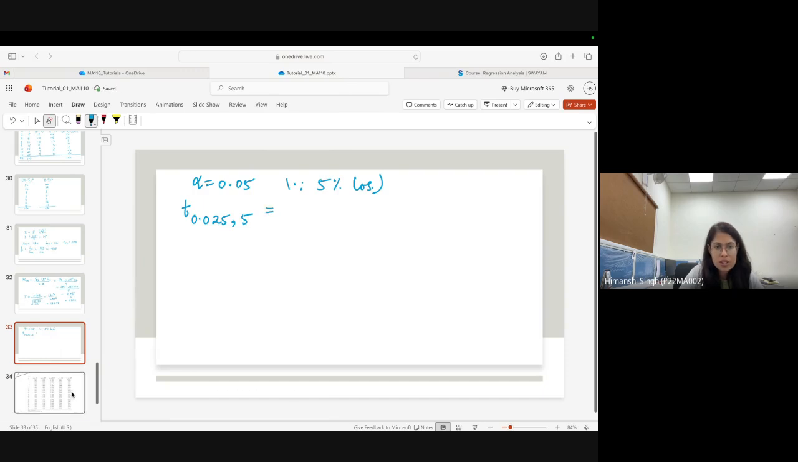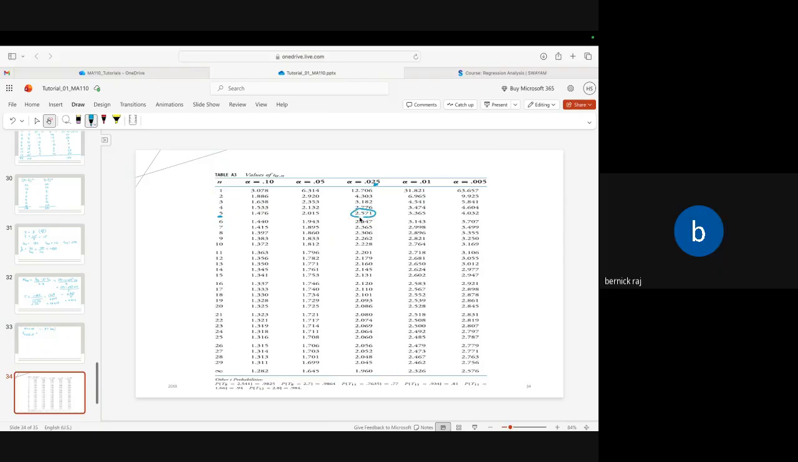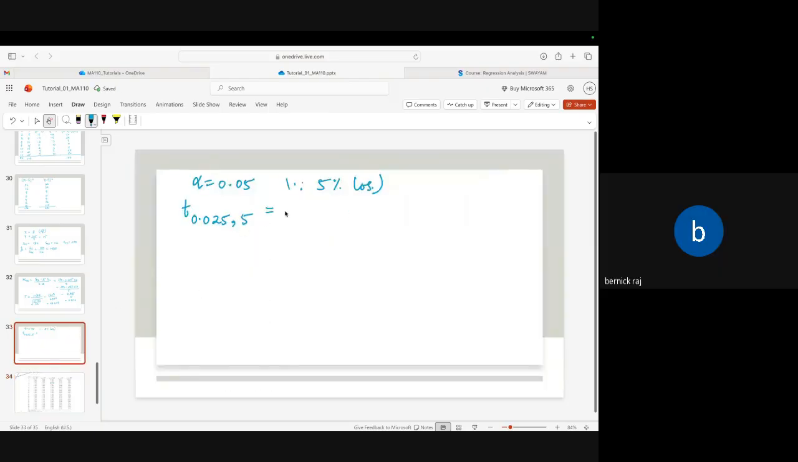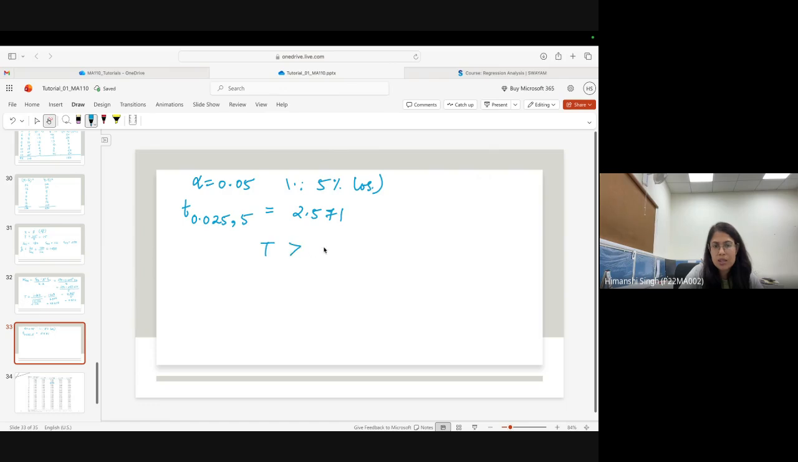So I also have this t table. At alpha value 0.025 and degrees of freedom 5, just see the value. It is 2.571. So we can see that the calculated value is coming out very high. So t is, no doubt, greater than t alpha by 2 comma n minus 2, which implies we reject H naught.